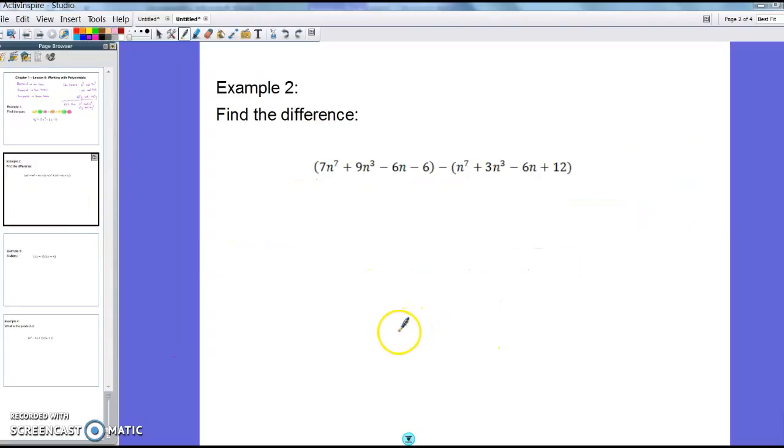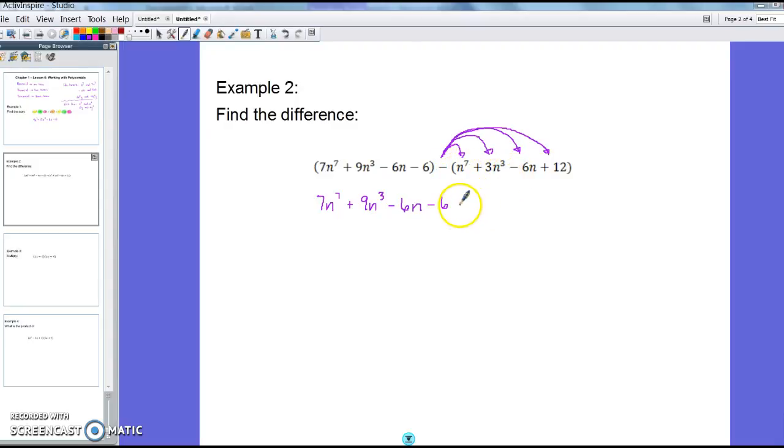In the second example, we're going to be finding the difference. Now, I personally think it's easier to deal with the negative first, deal with that subtraction first, and then combine like terms. So what I like to do is rewrite my entire problem, and I'm just going to take everything out of parentheses. Okay, so I have to distribute that negative to every single term, which means the sign of every term after that subtraction has to change.